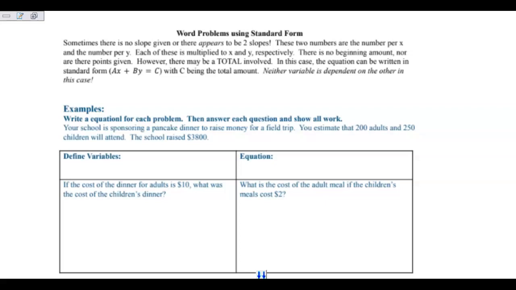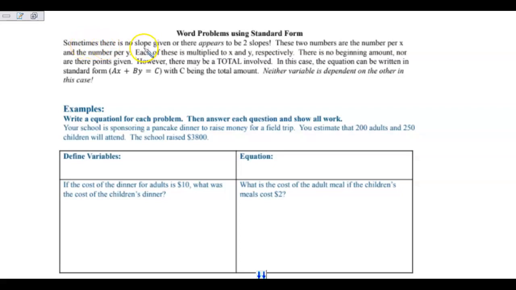Hello, welcome back to writing linear line equations. This one is word problems using the standard form. And remember that standard form is your ax plus by equals c, where c is the total amount.